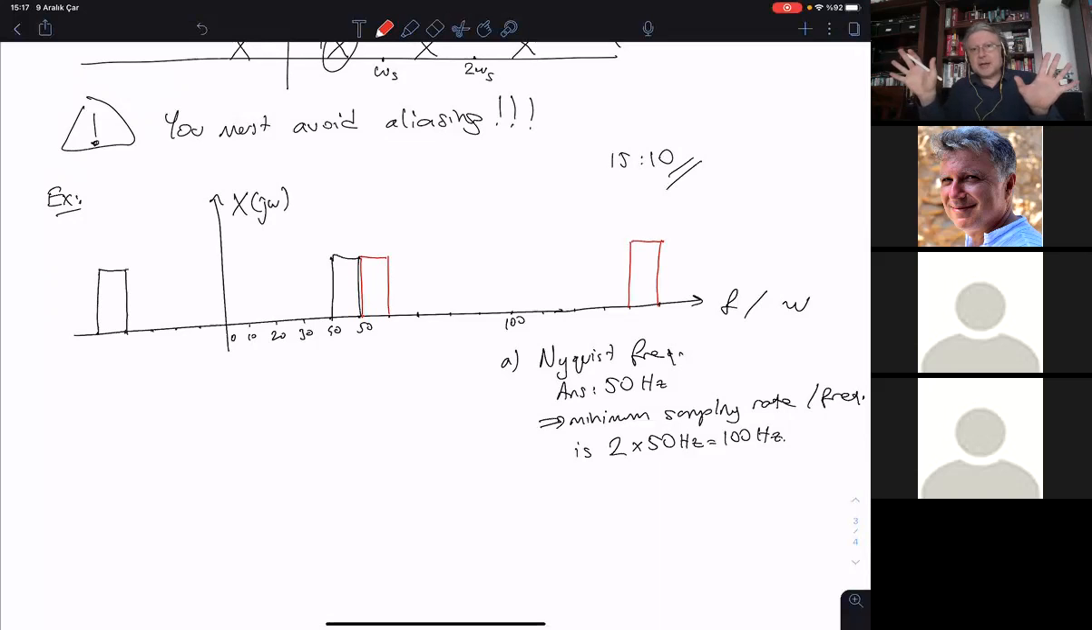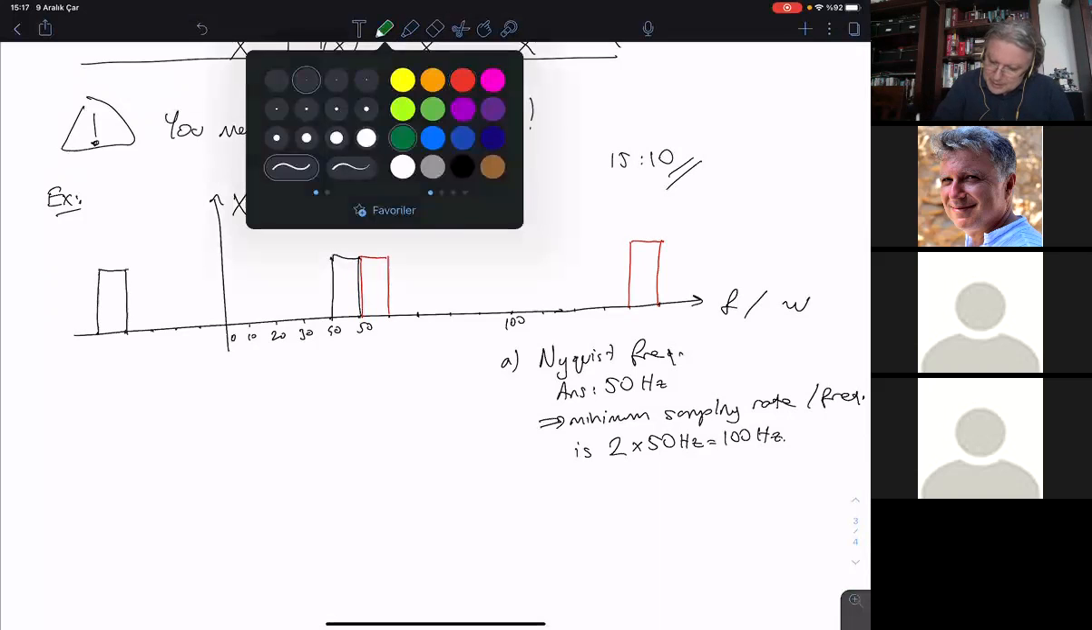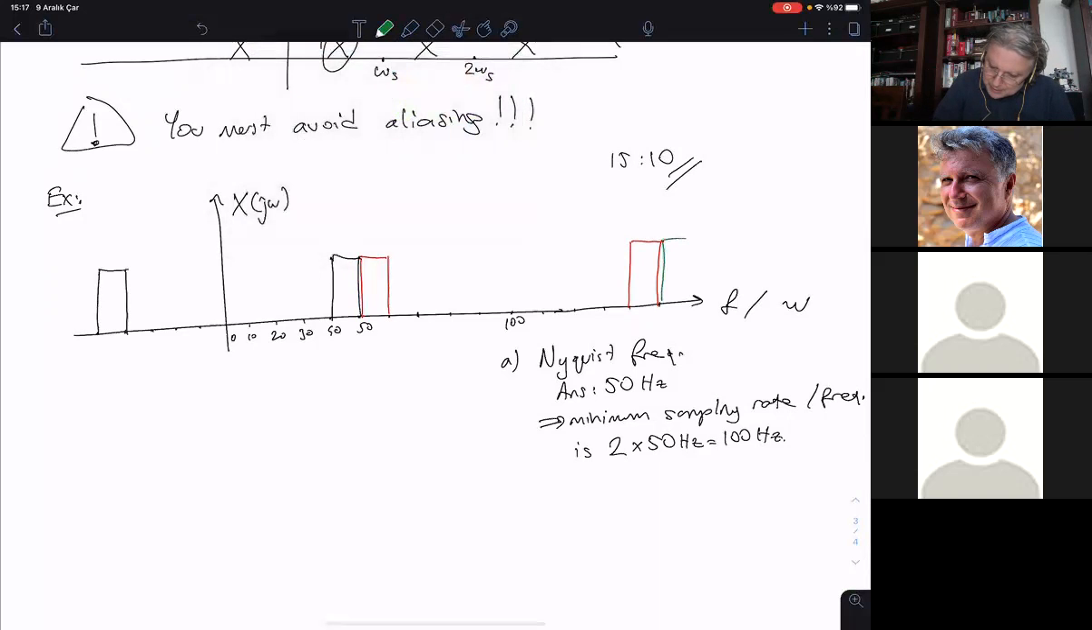It's the first replica around 100. Of course, at multiples of that, there will be other replicas. Around 200, there will be another one, which will probably look like this. And some other replicas from the left-hand side.